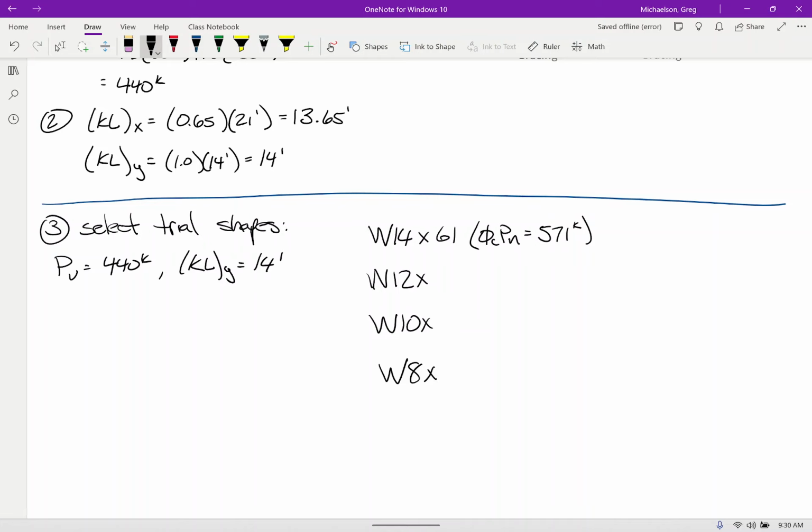Okay. Now, let's just reason through this. Does the W14 by 61 have enough capacity to resist that load? Yes, right? Because the load is 440. The capacity is 571. Now, what is the next lightest shape next to the W14 by 61? Is it W14 by 53? What is its capacity at 14 feet? 401. Will it work? No. So from the W14s, that is the lightest shape that will work. Does that make sense? If that makes sense, find me the W12.